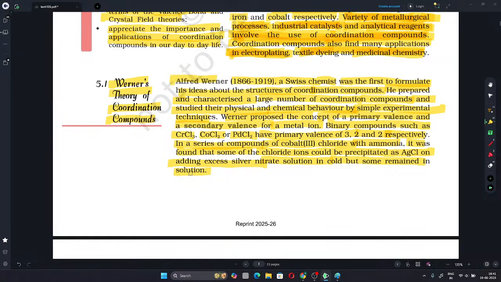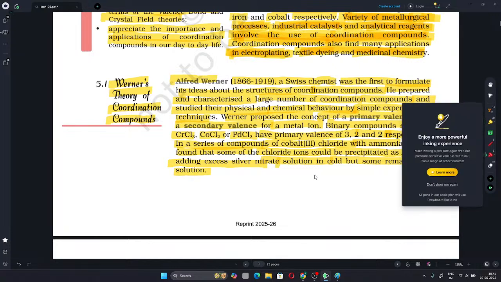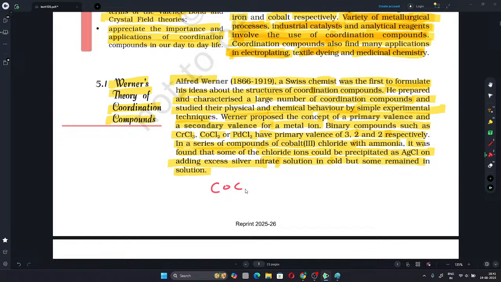When we take cobalt 3 chloride, CoCl3, with ammonia, it was seen that some of the chloride ions could be precipitated as AgCl on adding excess silver nitrate, but some remained in the solution.